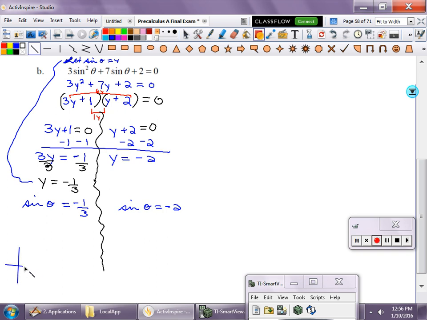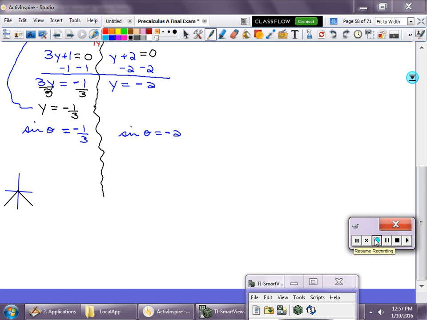All right, we have negative sine. Sine is negative and sine is y, so y is negative in quadrants 3 and 4. And the second one is dealing with that as well, so we're going to be following the same rules.